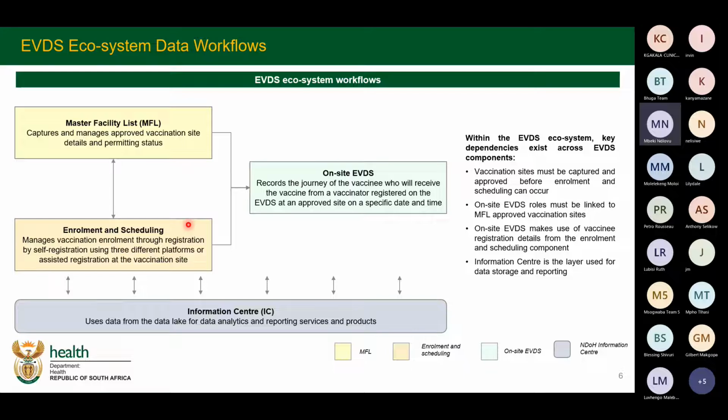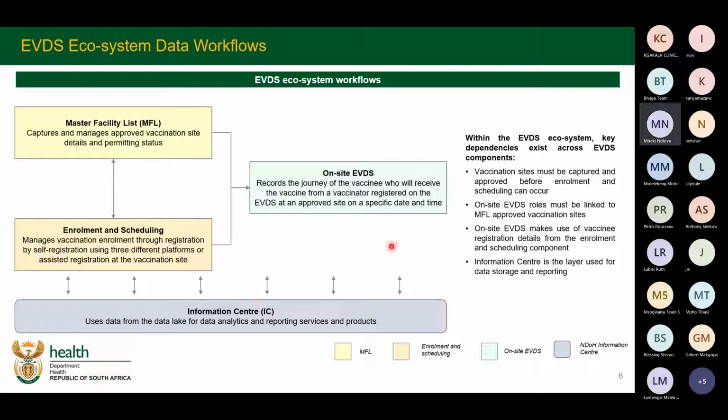And when those processes are happening, the next step is that the data gets to be pulled onto the on-site EVDS, which records the journey of the vaccinee who will receive a vaccine from a vaccinator registered on the EVDS at an approved site on a specific date and time. So we can see that as we go along from left to right, there are arrows to show that data is moving from one component to the next component.